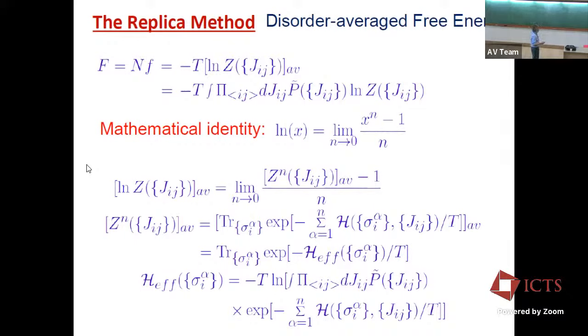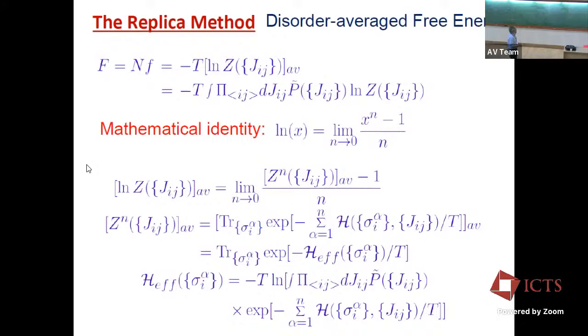Then you do a trick: the trace over sigma alpha you take outside, and you do this square bracket JIJ averaging inside. When you do this averaging, depending of course on the probability distribution P, you'll get something that will not depend on the JIJs anymore, because you have averaged over them. This way you get an effective Hamiltonian which doesn't have any disorder in it anymore. But the complication is that instead of one set of spin variables sigma i, you have now sigma i alpha, with one more index. i goes from 1 to capital N, and alpha goes from 1 to little n. So you have n sets of variables, and these different replica variables get coupled when you do this averaging.